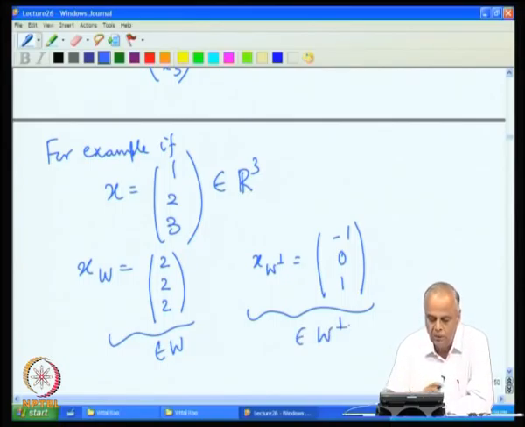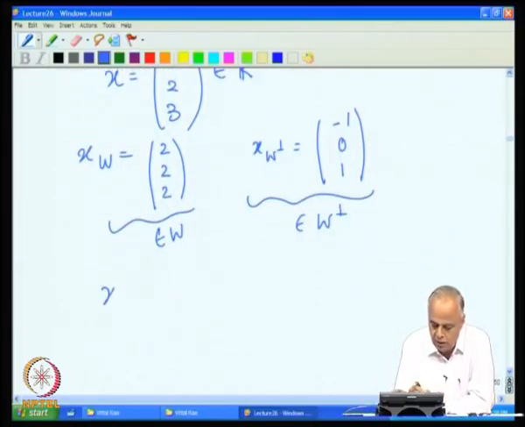So, thus we see that the vector x equal to (1, 2, 3) has been split into x w plus x w perp. Let us check the Pythagoras theorem for this.